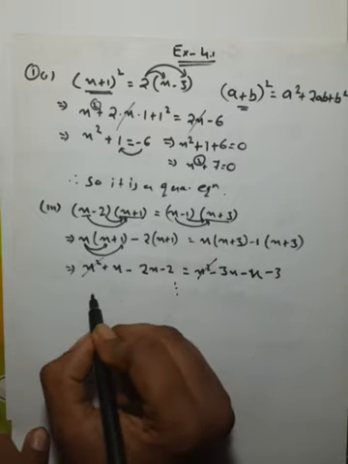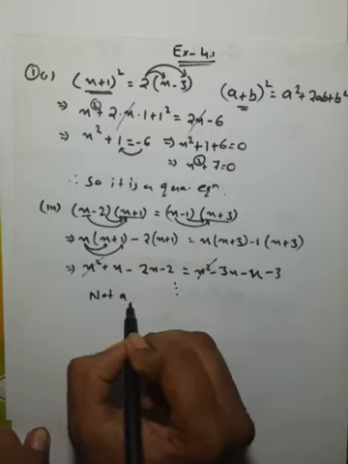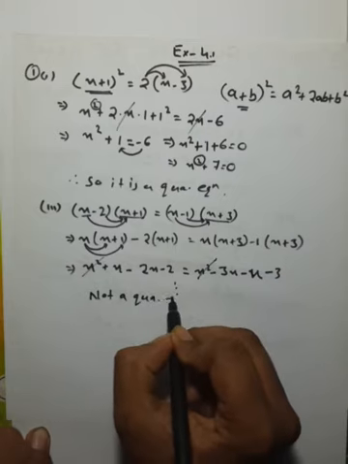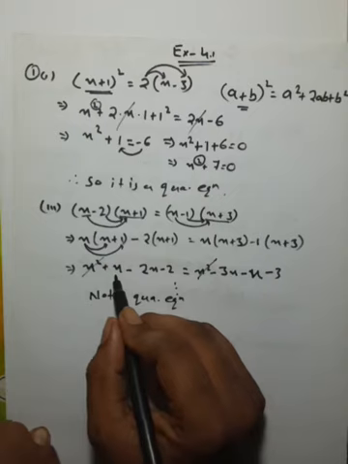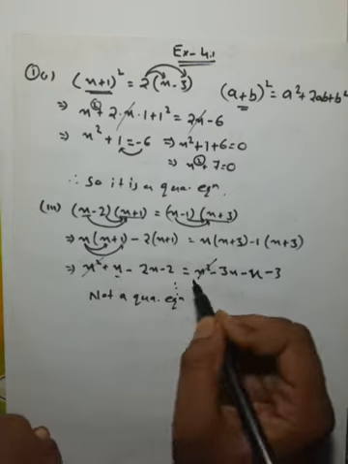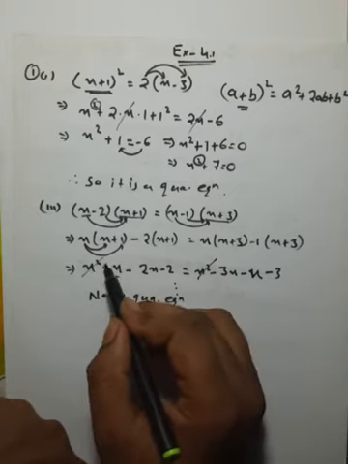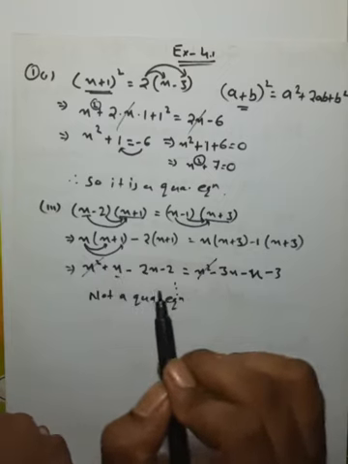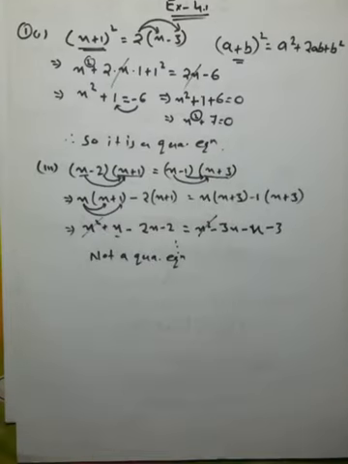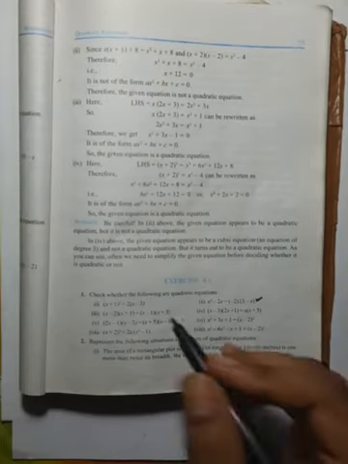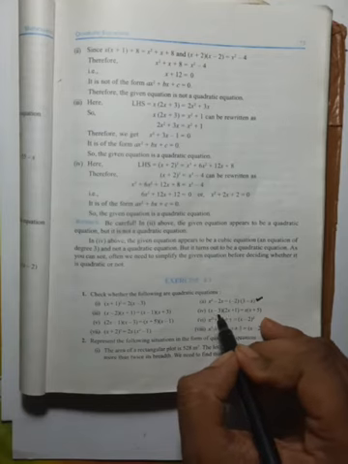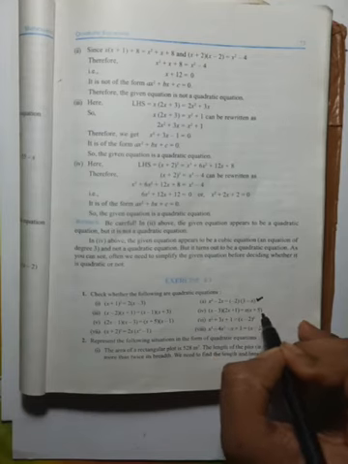Okay, so this is not a quadratic equation because the highest power is not 2. If we solve this equation, we can find the highest power is 1, not 2. So this is not a quadratic equation. Let us see whether the next one will be a quadratic equation or not. Let us solve.